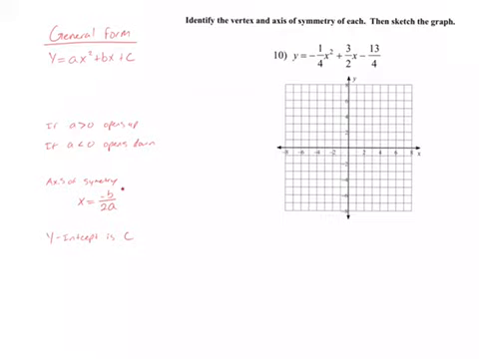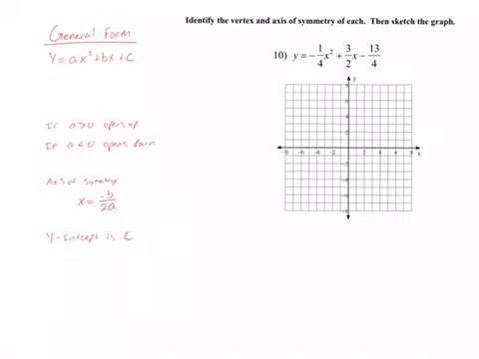Axis of symmetry is a little bit harder to find, but not too hard, because you just plug in this number and this number, or the opposite of this number divided by 2 times that number. And then c is going to be your y-intercept, where it crosses your y-axis.